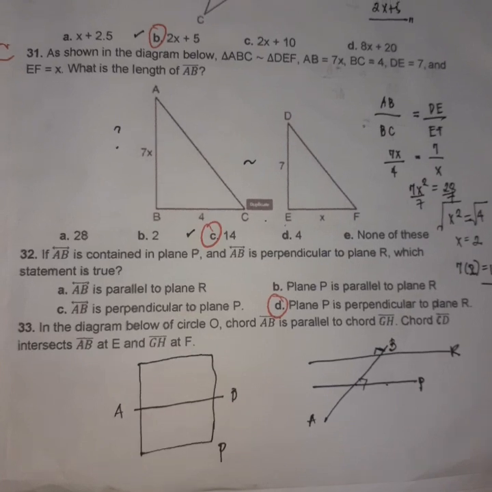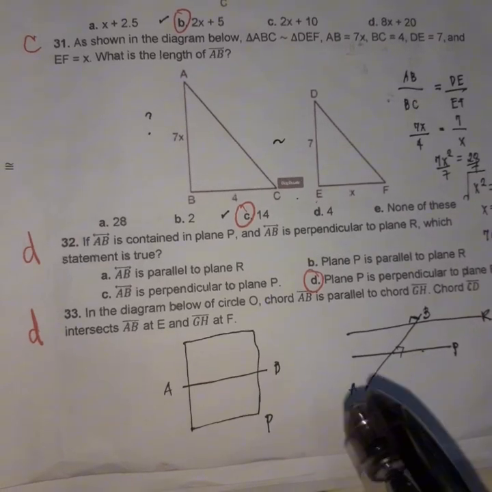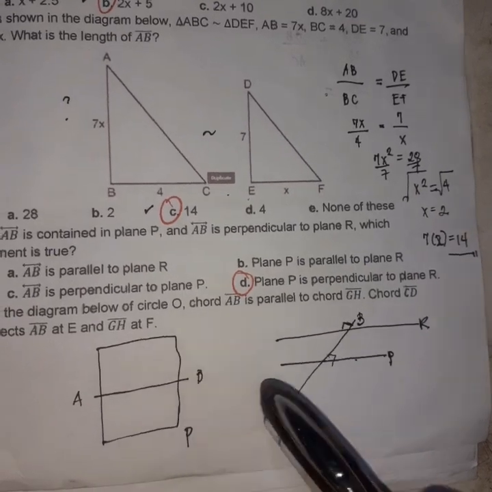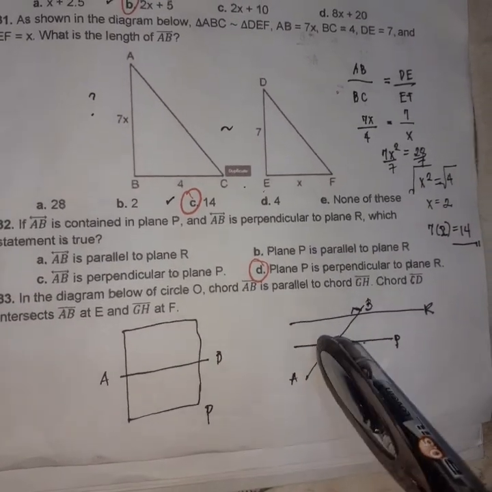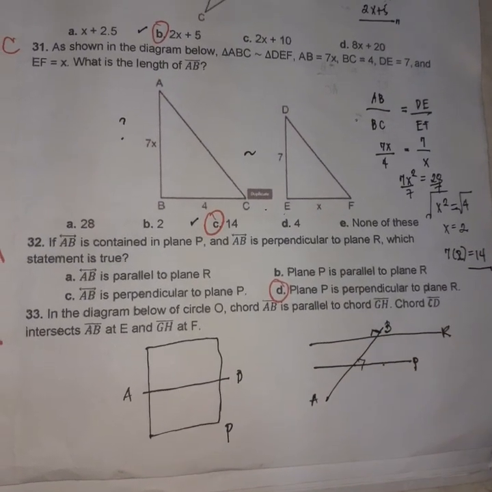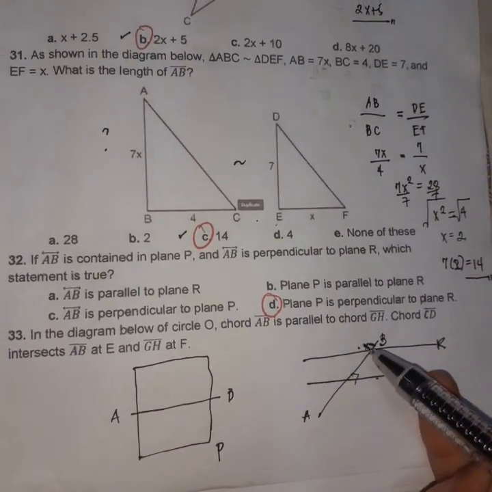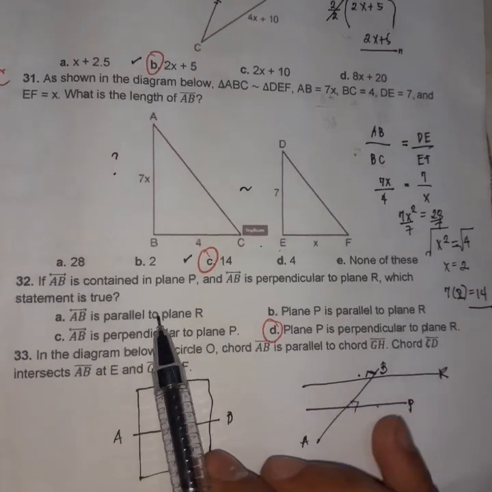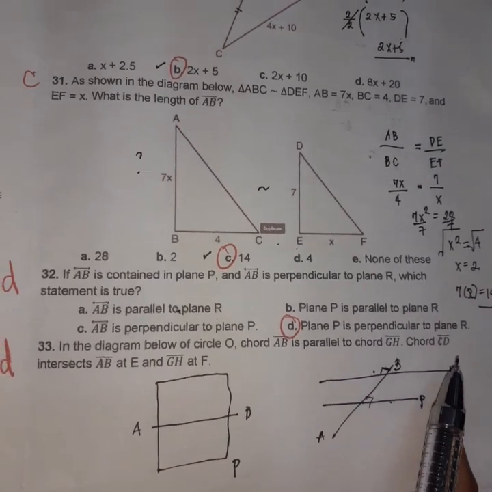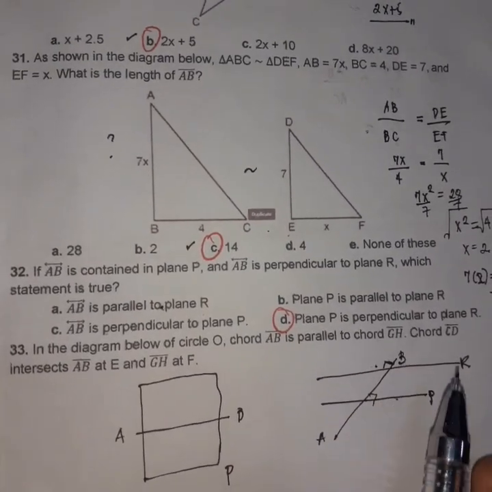Number 32. If line segment AB is contained in plane P and line segment AB is perpendicular to plane R, which statement is true? So if this is the given figure, where AB is contained in plane P and AB is perpendicular to R, which statement is true? Letter A. AB is parallel to R. No, because it is perpendicular. It cannot be parallel. So it contradicts.